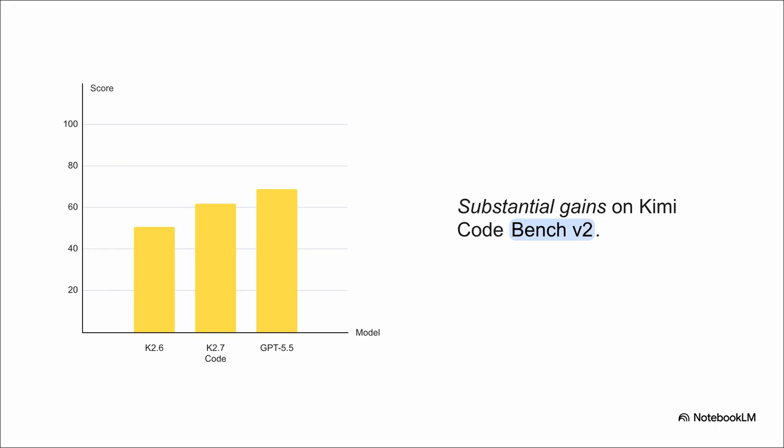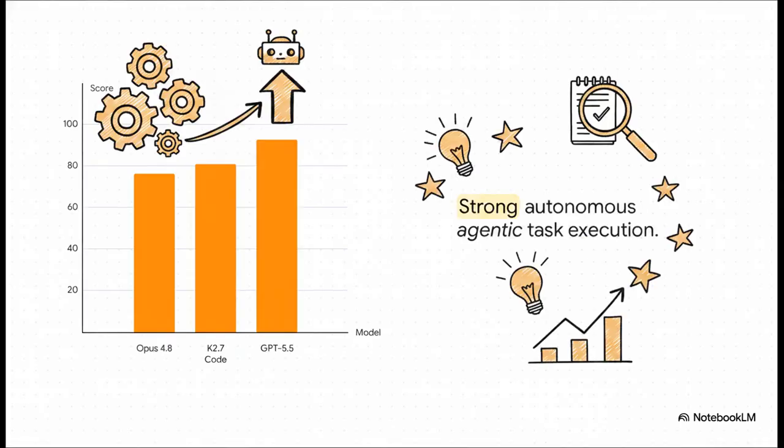Notice how significantly K2.7 is closing the gap with heavyweights like GPT 5.5, which scores a 69.0. It just goes to show that open-source purpose-built coding models are accelerating at a blistering pace. But what happens when we look at autonomous tasks? On the MCP Mark-verified benchmark, which tests how well a model executes complex agentic tasks entirely on its own, K2.7 actually surpasses Claude Opus 4.8. You can see K2.7 scoring an 81.1 compared to Opus's 76.4. It's really proving itself to be an incredibly capable agentic tool, not just a passive code generator.